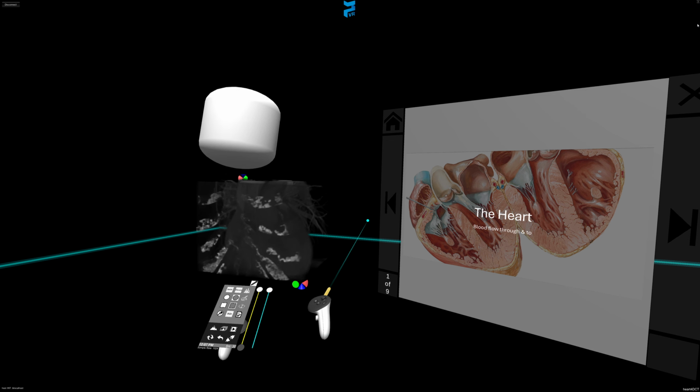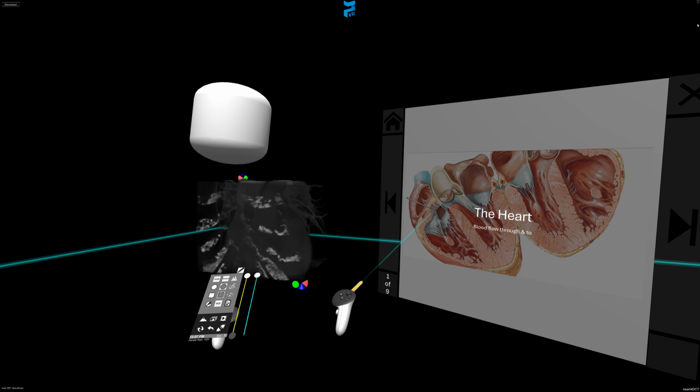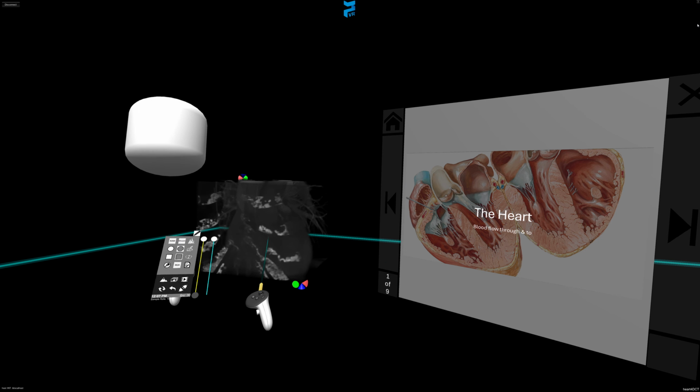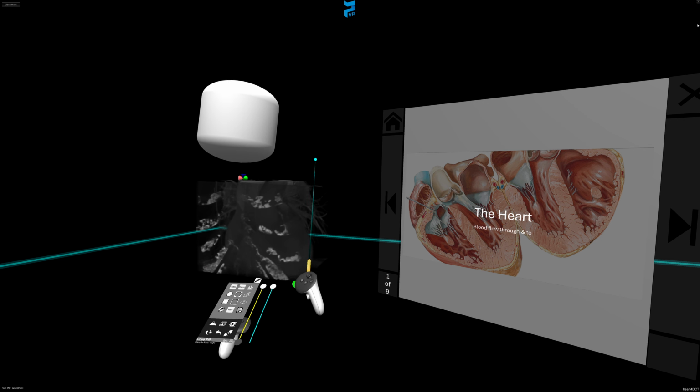Hi everyone, my name is Easton, and today we're going to be talking a little bit about the heart. More specifically, we're going to be talking about the circulation that provides the heart muscle with its oxygenated blood.